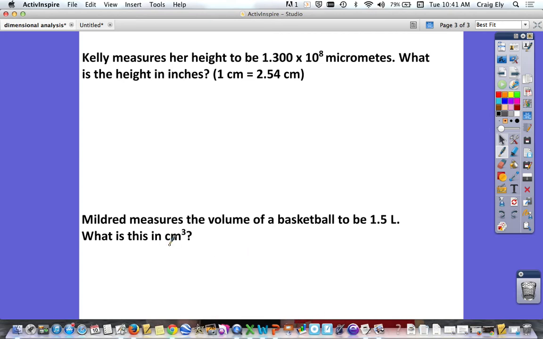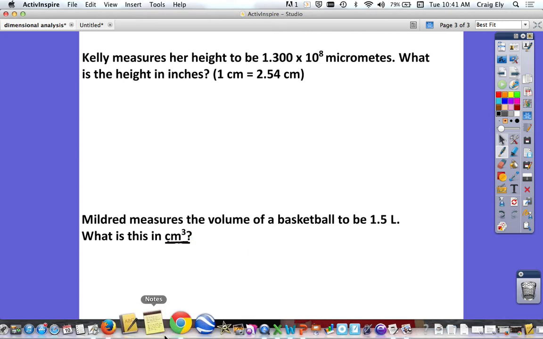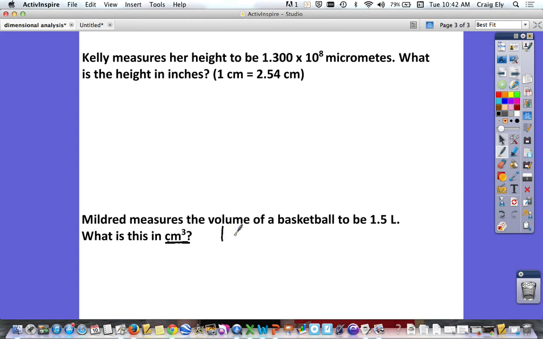We've got this centimeters cubed, and I know we had some problems with that last time. So let's just look at this. Mildred measures the volume of a basketball to be 1.5 liters. How many centimeters cubed is this? Here's the key. Remember, 1 centimeter cubed is the same thing as 1 milliliter. So for us to figure this problem out, all we have to do is go from liters down to milliliters, and that's really easy.